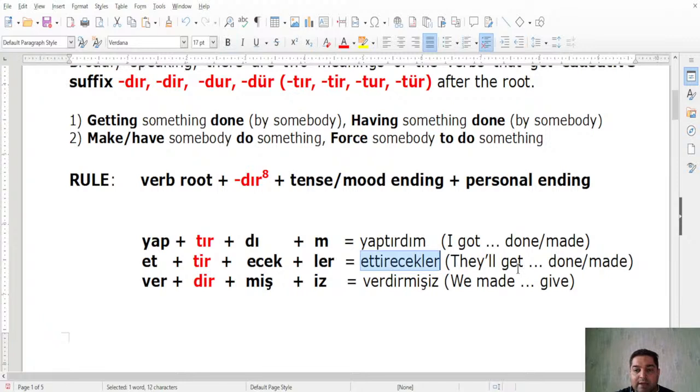Ettirecekler, they'll get something done or made. Because ler means they. Ettirecekler means they'll get something done or made.